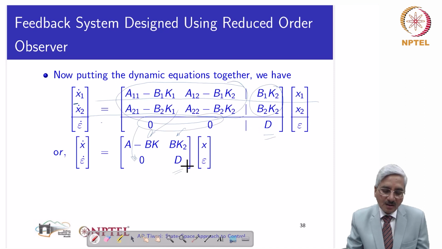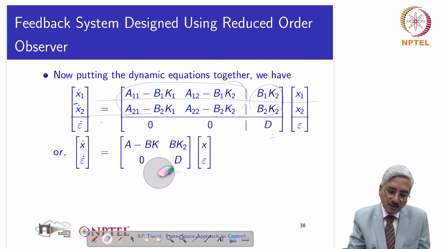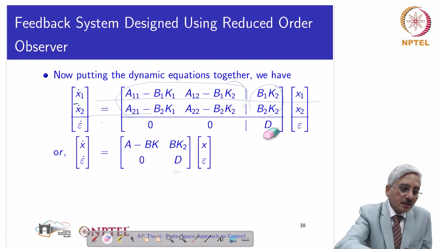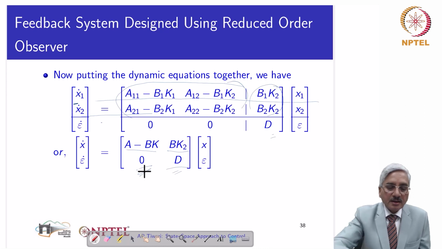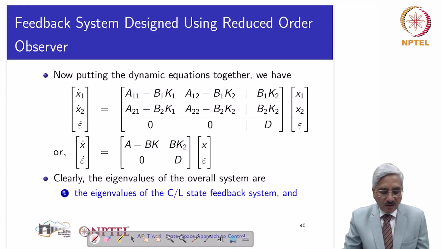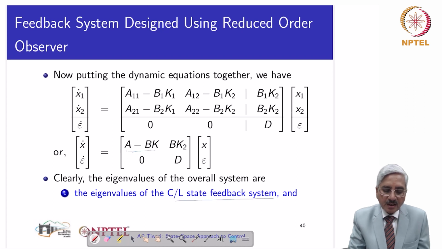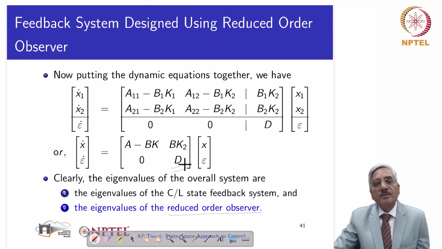Now again, this system is upper triangular. We can see this system is again upper triangular. This A minus BK, d, BK2, but this is 0. So again, the eigenvalues of the overall system are the eigenvalues of the state feedback system A minus BK, and the eigenvalues of the reduced order observer characterized by the matrix D.